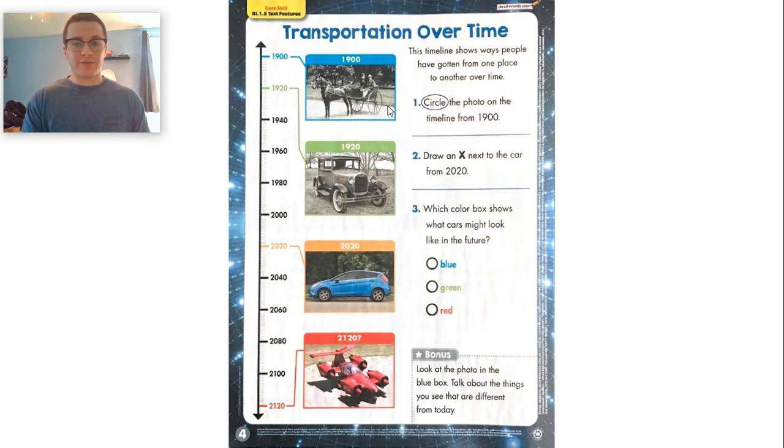So in this photograph, we see people using a horse and a cart or buggy. So in the year 1900, people used a horse and buggy to get from one place to the other. So the answer to that question is in the year 1900, people used a horse and buggy to get from one place to another.